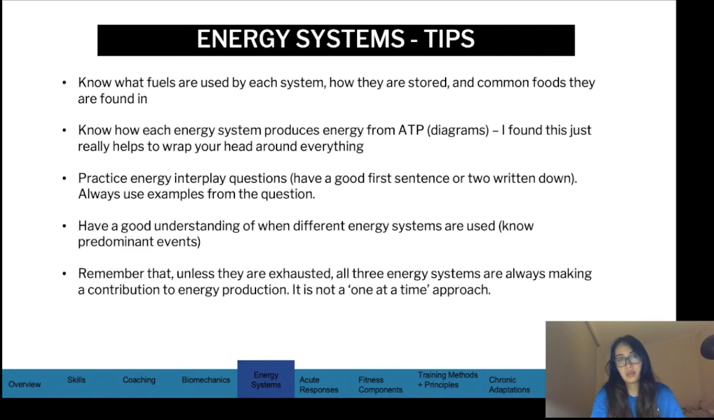So just in terms of energy system interplay, know what fuels are used by each energy system and how they're stored, and common foods they're found in, which I didn't discuss today, but hopefully you guys do know that.